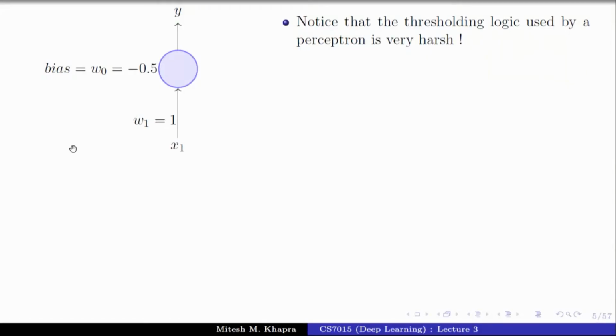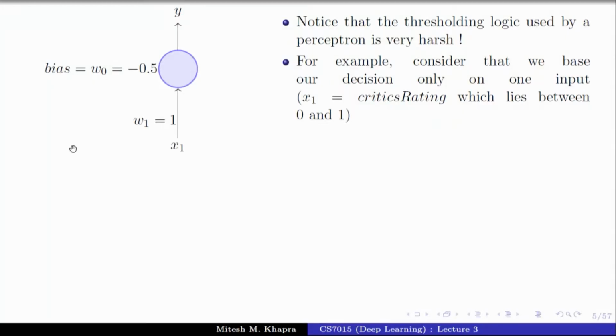Fine. So now in this very simplified perceptron model, the way the perceptron works is using this thresholding logic. You do the weighted sum of the inputs. If the sum crosses the threshold, you take a yes or you take a no. Now notice that this thresholding logic is actually very harsh. Why am I saying it's very harsh?